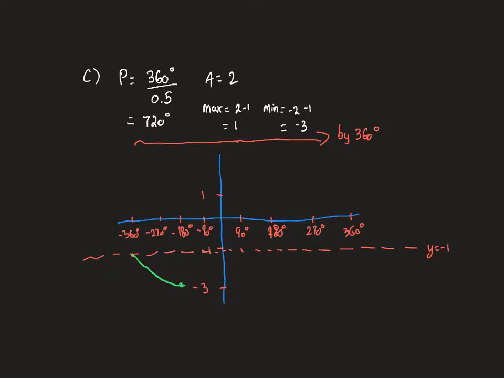All right. By the time I get up here, I should be at this negative 1. When's the next time I should be at a 0? 90. Okay, and then at 180, I should be at my maximum.